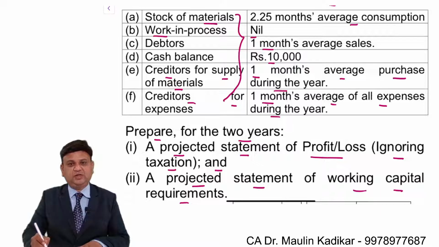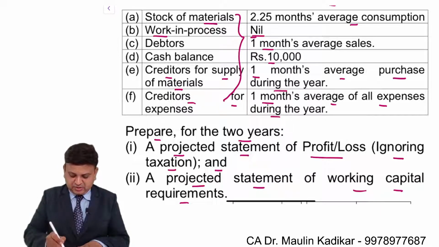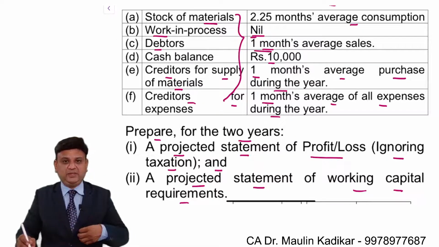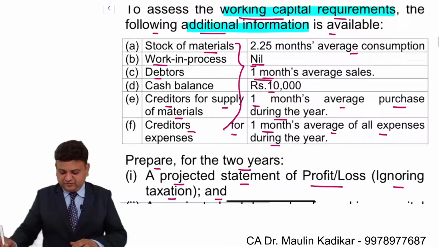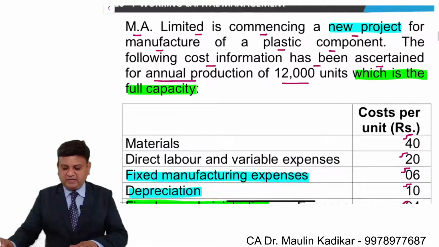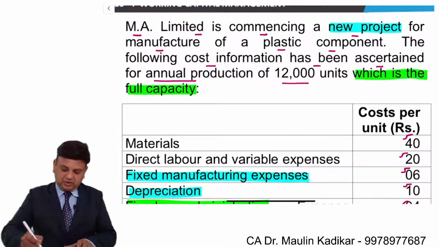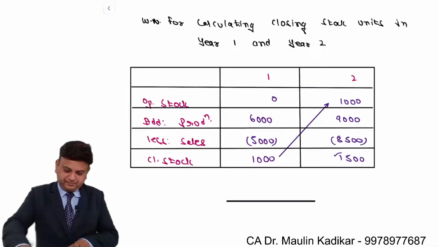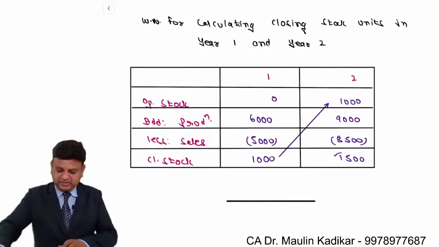Work in process or work in progress is 0. Debtors, in that average collection period is 1 month, and so on. Further information is given. Now, how to make the calculation of the working capital requirement for a new company? Let us have a discussion for the same. Everybody is requested to pay attention.